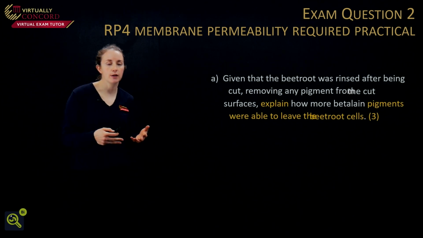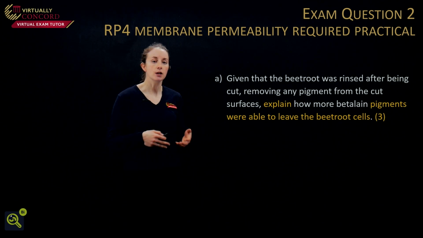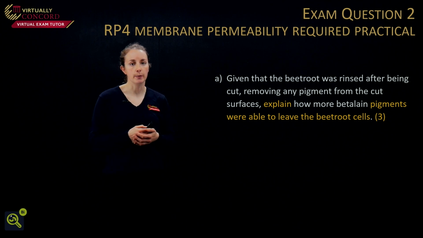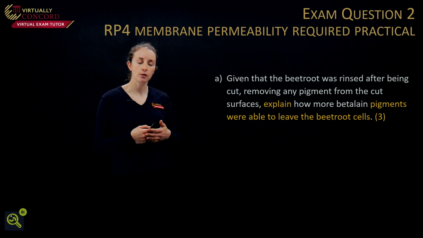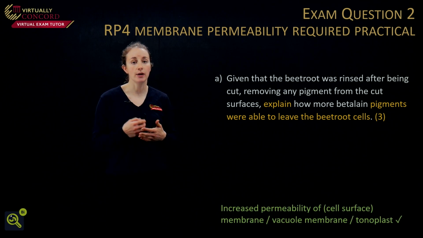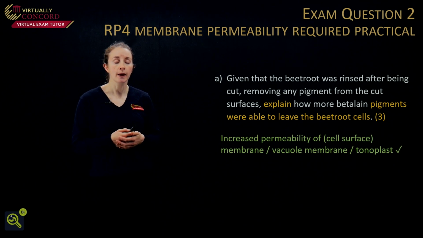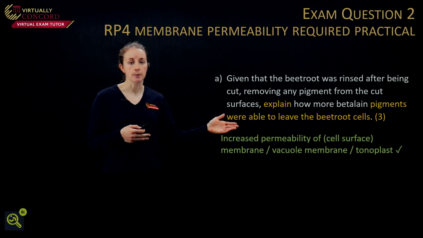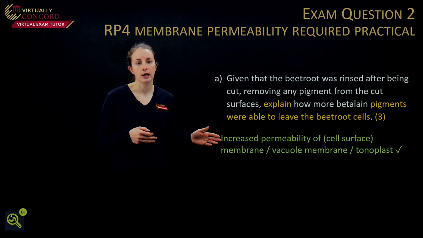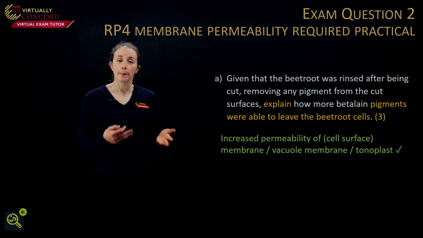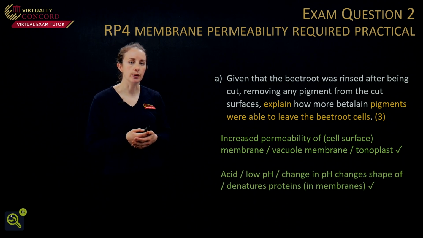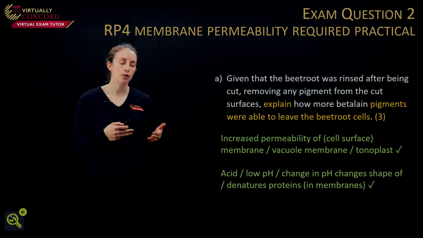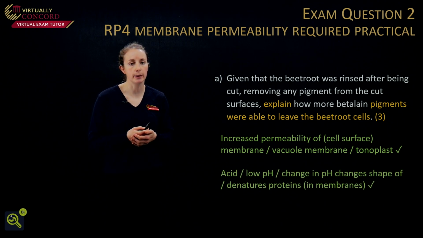And we're thinking here about the effect of the ethanoic acid, so the low pH, on the membrane permeability. But even if you didn't know anything about that, you could assume that because we've got increased leakage of pigment, we have increased membrane permeability. And it's fine to talk about either the cell surface membrane or the vacuole membrane, which is also called the tonoplast, but I would suggest including both. And then the second two marking points are for explaining the effect of the pH on the membrane permeability.